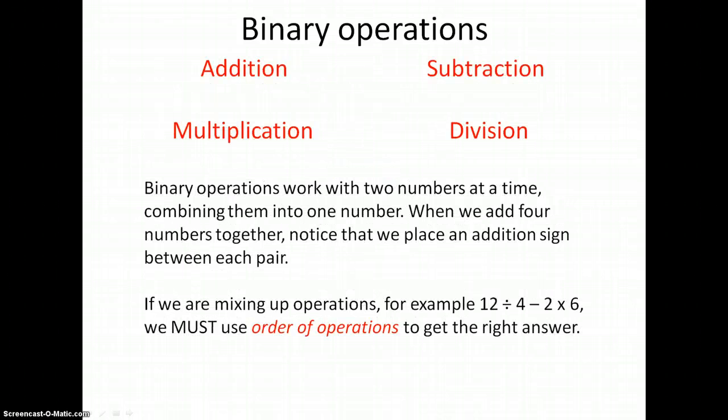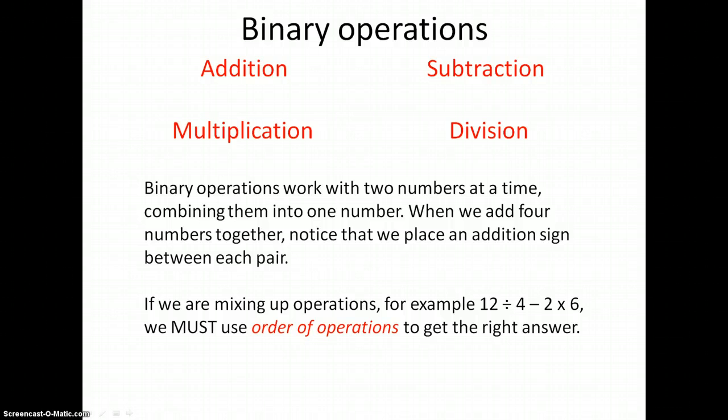Did you write down addition, subtraction, multiplication, and division? These simple binary operations work on 2 numbers at a time and combine them into one number. Sometimes we might add 4 numbers together, like 6 plus 7 plus 14 plus 10. But the binary operation has to be listed in between each of those pairs of numbers. We don't have one addition sign that tells us to add all four. We have to have an addition sign between each pair of numbers.